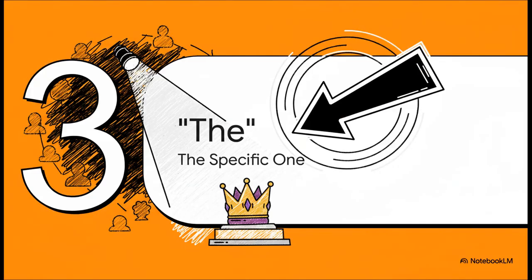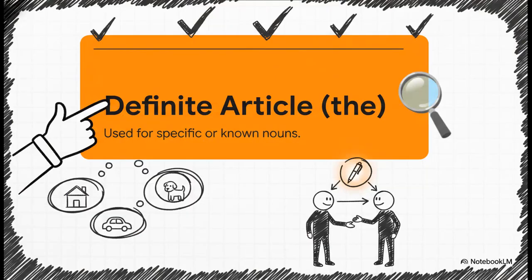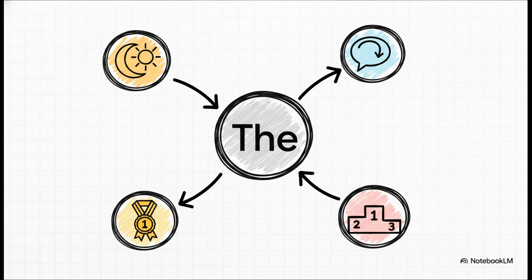All right, we've totally mastered the generalists, so now it's time to meet the other team, which has just one very powerful player, the. If a and an are general, well, the is the exact opposite. The is our definite article. Its job is to point to a specific, particular person, place, or thing that, and this is key, both the person speaking and the person listening know about. So if I say, can you pass me the pen? I mean that very specific pen that we can both see. It's definite. It's specific.